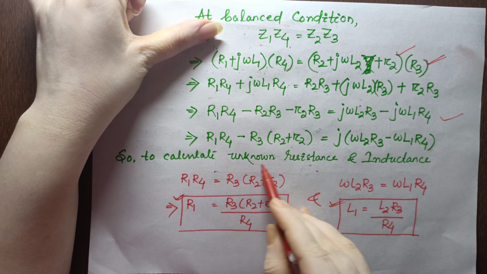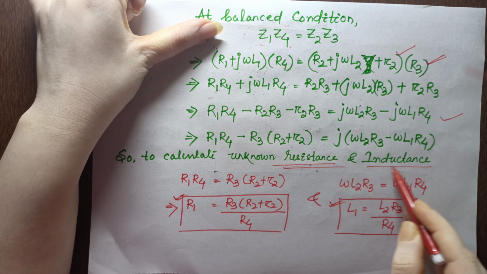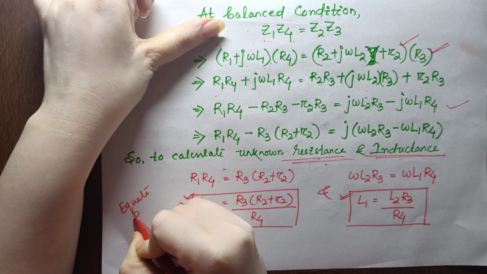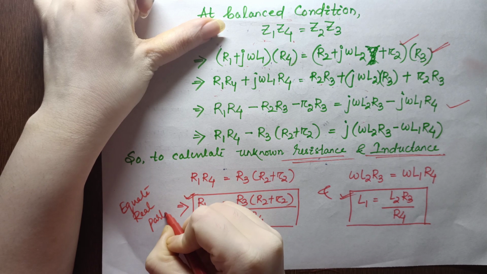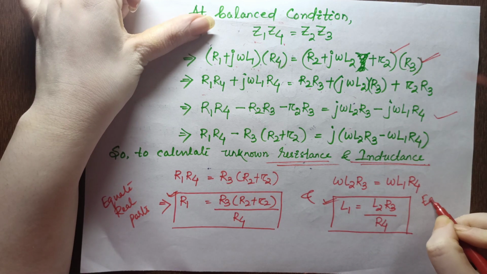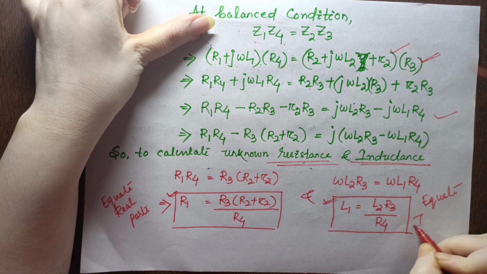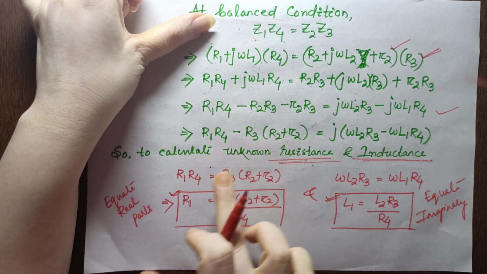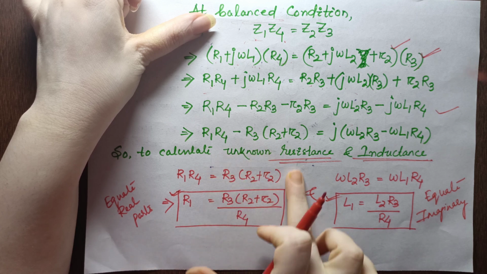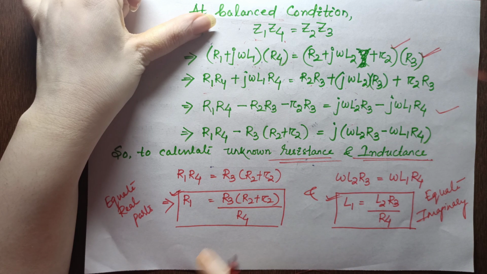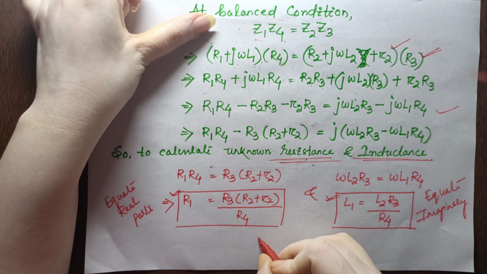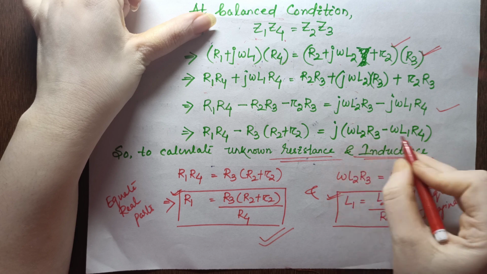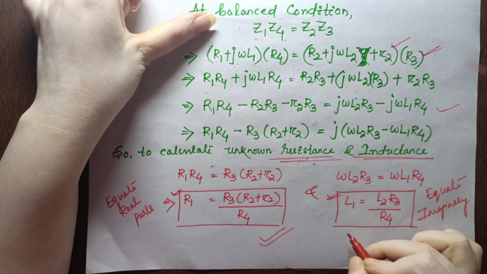Now, to calculate the unknown resistance and inductance, what do we do? We equate real parts, and here we equate imaginary parts. These are the real parts. So R1 into R4 is equal to R3 into R2 plus small r2. So here we got the value of R1. Similarly, when we equated the imaginary terms, we got the value of L1.